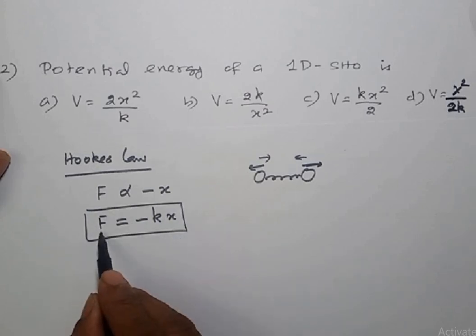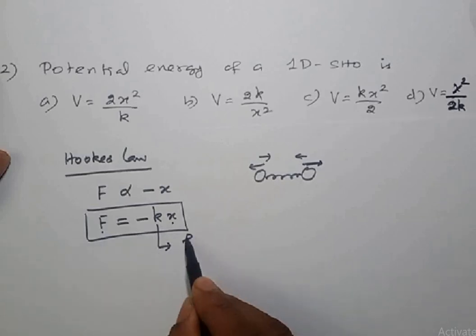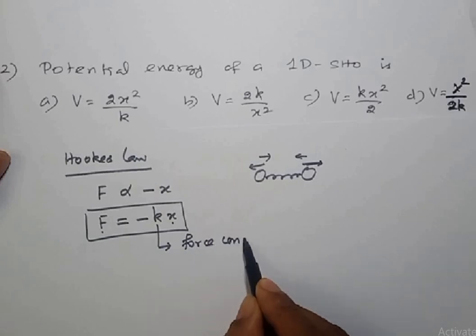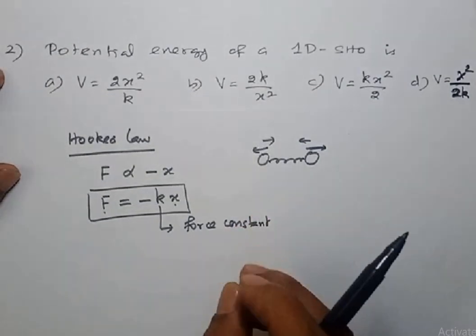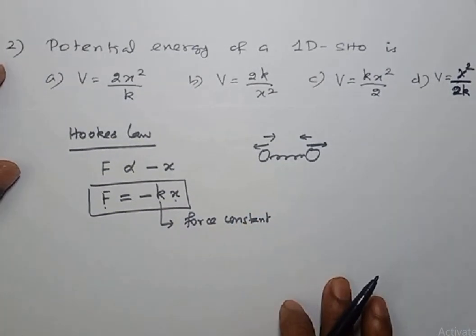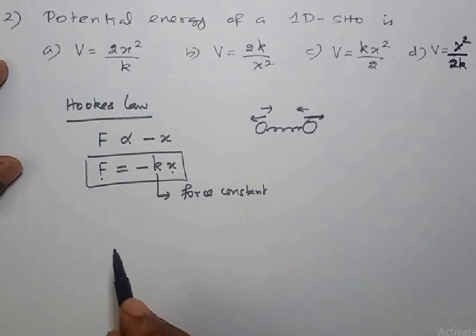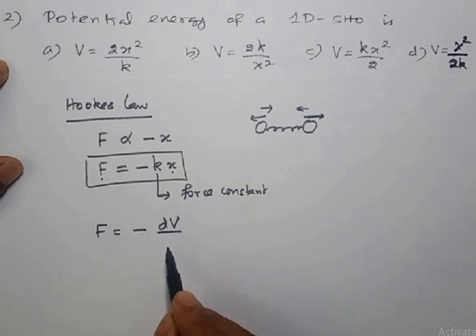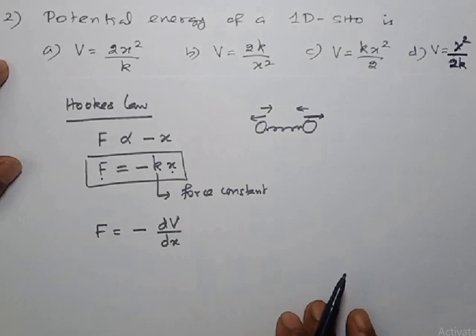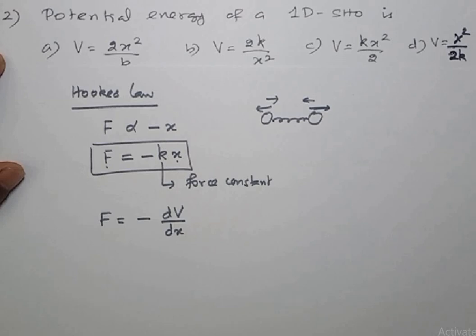Where F is the restoring force, x is the displacement, and K is called the force constant of the bond, or the force constant of the spring, if it is a pendulum-like oscillator. Now, we also know that force is nothing but minus the change in potential energy with respect to displacement. Force is also equal to minus dV by dx.